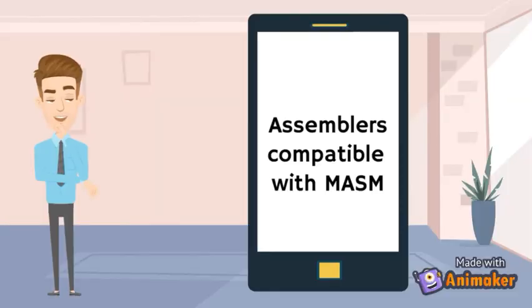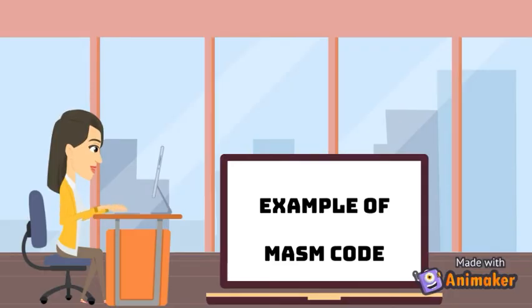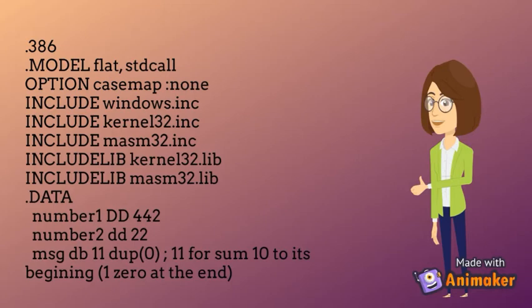What are the assemblers that are compatible with MASM? Some other assemblers can assemble most code written for MASM, with the exception of more complex macros. Among them are Turbo Assembler TASM, JWasm Macro Assembler, Borland Macro Assembler and WASM Macro Assembler. Let's see an example for MASM code. This is the example for MASM code.